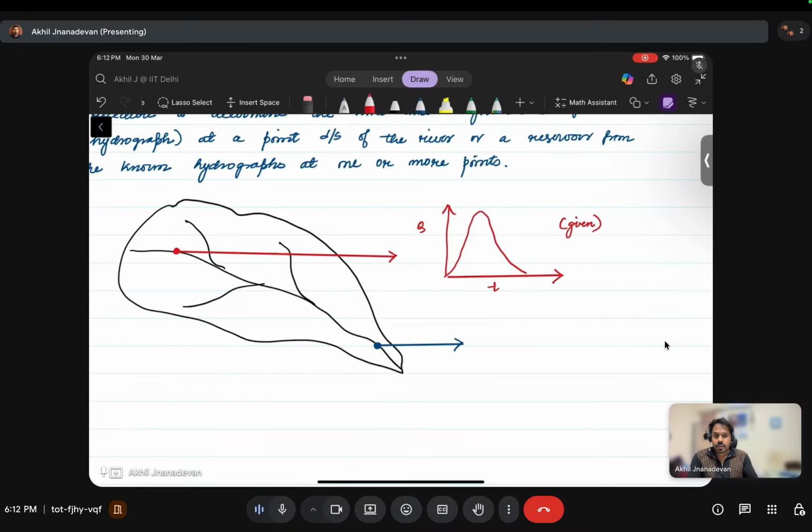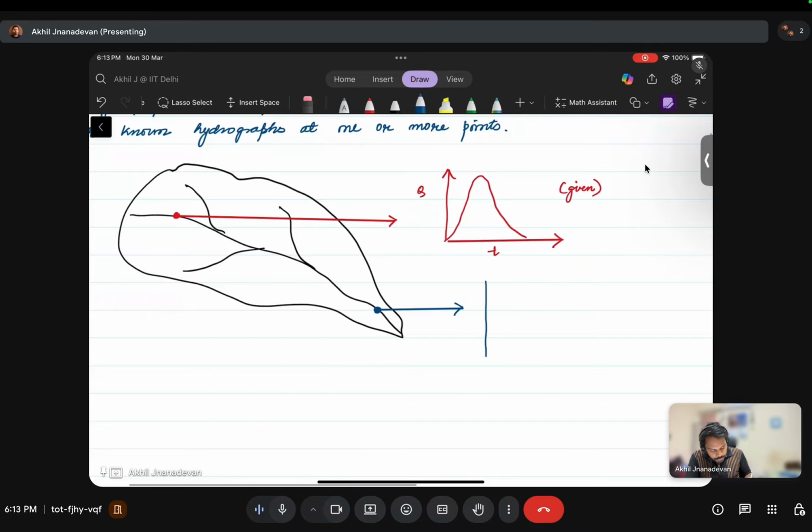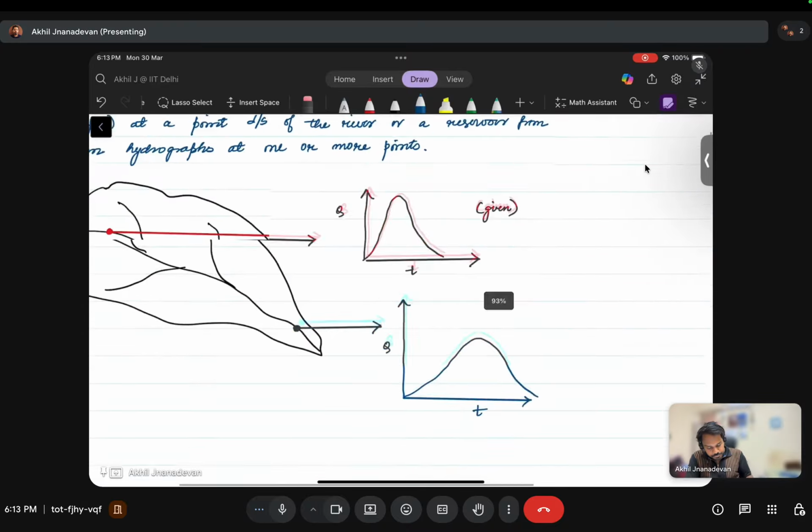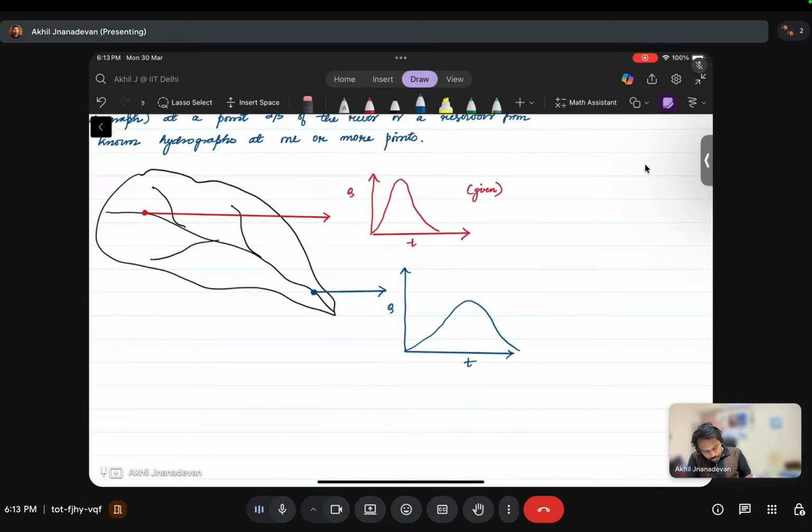Next, at this particular point over here, which is very close to the outlet, if we set up a gauging station at that point, we'll be trying to find this particular hydrograph with the help of this hydrograph. This will be our Q and this will be our T. So this we need to find, it is unknown.